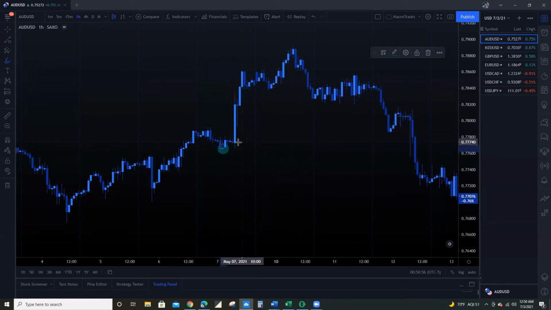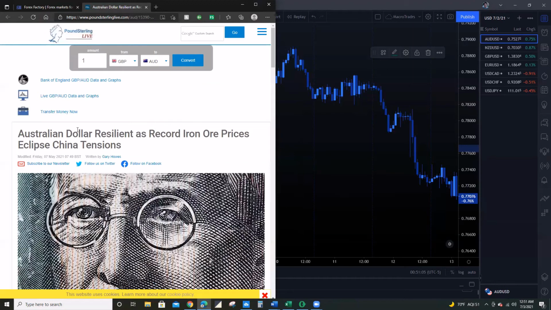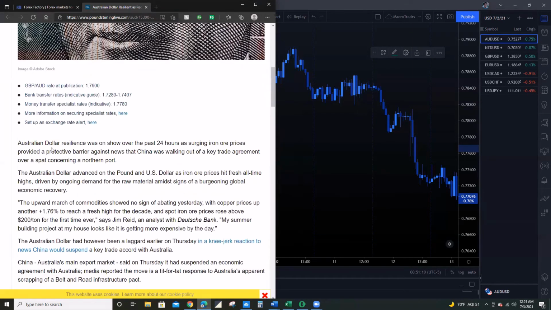So what I can do with this information, though, if I'm looking into stocks, the first thing I'm going to do. Australian dollar resilient as iron ore prices eclipse China tensions. The Australian dollar was resilient over the past 24 hours as surging iron ore prices provided a protective barrier against news that China was walking out of a key trade agreement. So it's telling me that iron ore is doing well. So what am I going to do with that information?